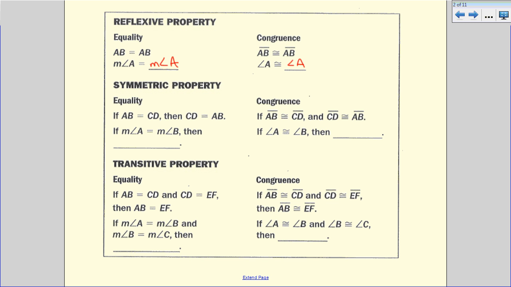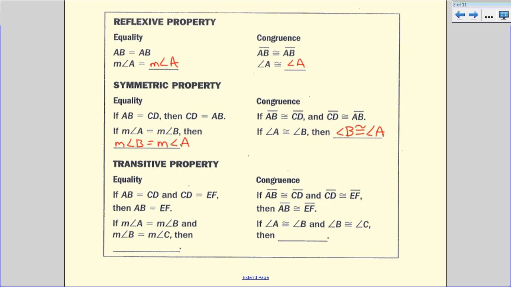Symmetric means if you take the whole statement and fold it in half, they'll match up. So if AB equals CD, then we can reverse that order and CD equals AB. So symmetry, we fold something in half and it's the same on both sides. For equality, if the measure of angle A equals the measure of angle B, then I know the measure of angle B equals the measure of angle A. So these two, they would fold up if we wrote it in one long sentence. Congruency is going to look the same way. Segment AB is congruent to segment CD, so segment CD is congruent to segment AB. If angle A is congruent to angle B, then angle B is congruent to angle A.